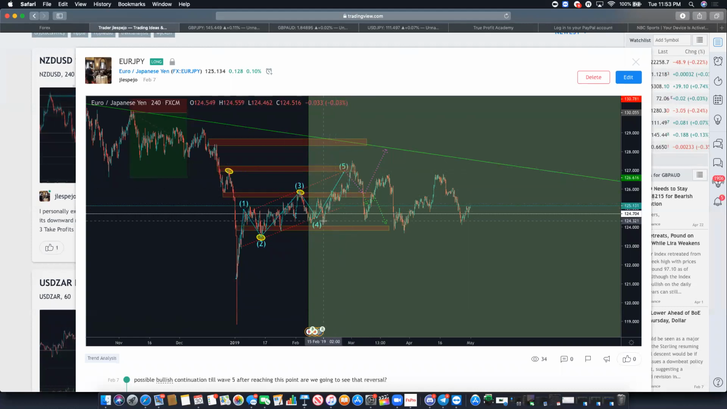Okay. So the difference in price, when I say extended, the difference between wave number 2 to 3 is not greater than what it was from 4 to 5. And I mean by pips. You understand?